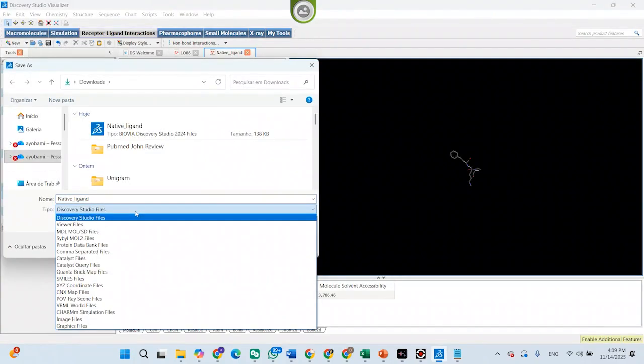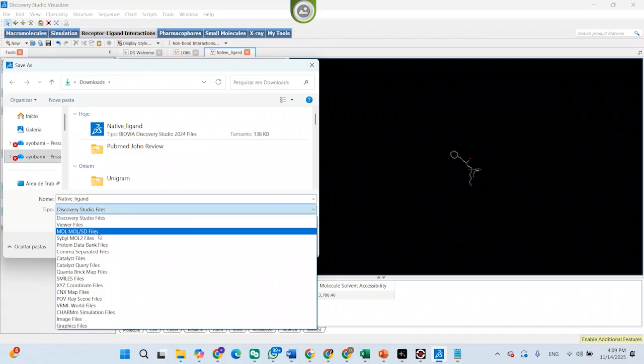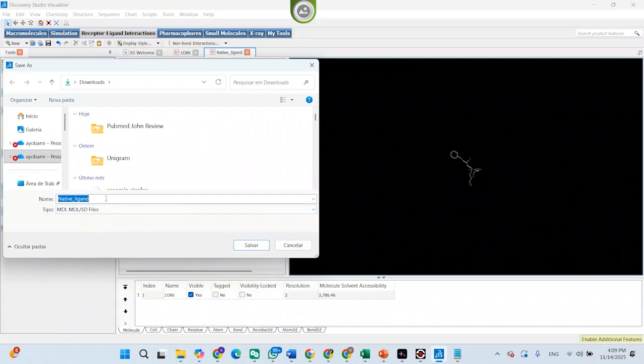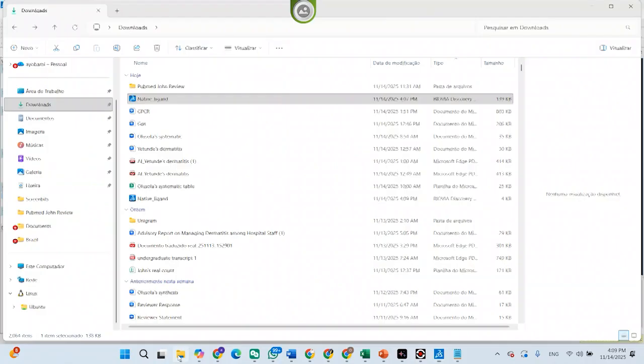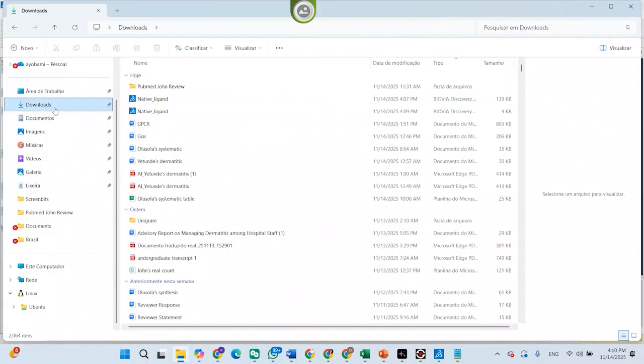Yeah, I'm supposed to save this as MDLMO SD. You pick MDLMO SD files. That's how we are going to save it. Okay. Then native_ligand. Then save. Okay. I can then go back, download, document, download.